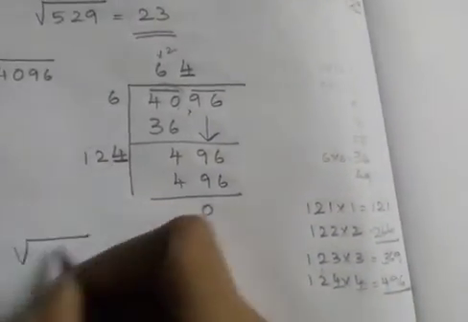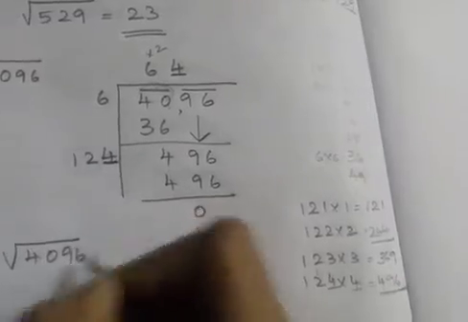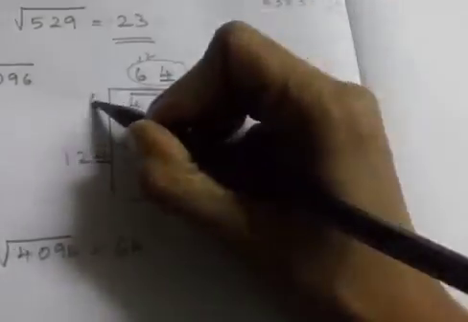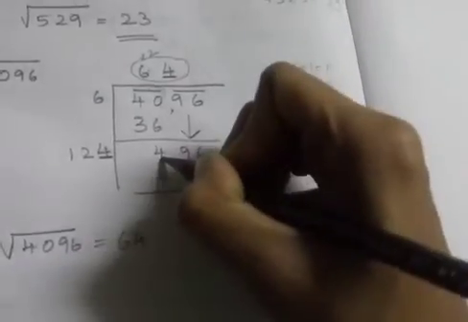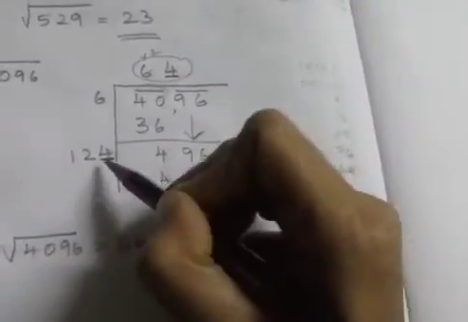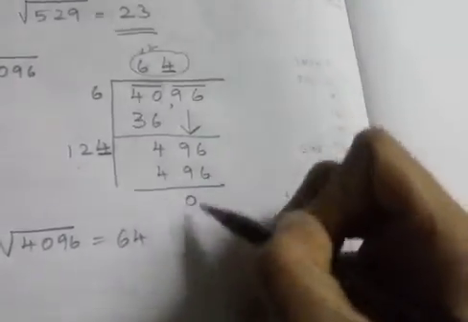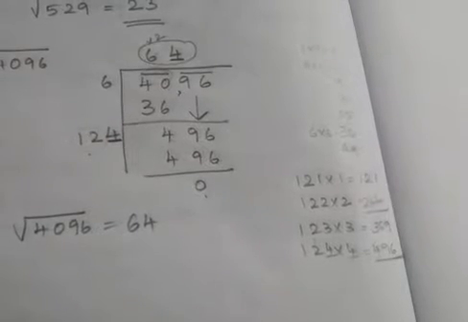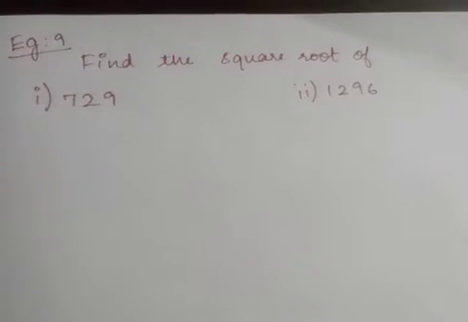So what is the answer for the square root of 4096? The answer is 64. Understood? It is very easy. It is based upon the pairing. Then you should find the square number here, take the remainder, then bring both down, then multiply by 2 here. Then you should find this number and solve until you are getting 0. Understood? Next is your example number 9.